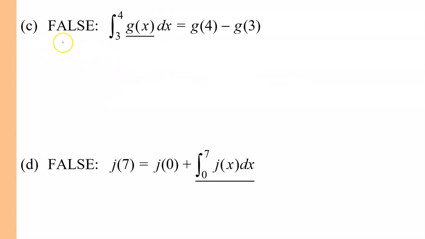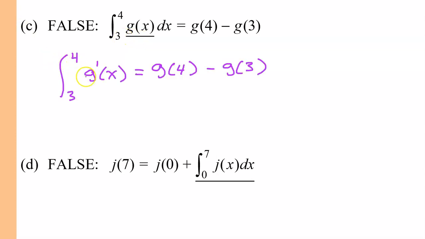Let's see, what about statement C? Well, notice that these g's are all at the same level, g, g, g. If we integrate, we need something that will turn into regular g, and that would be g prime. If you integrate g prime, you get g.